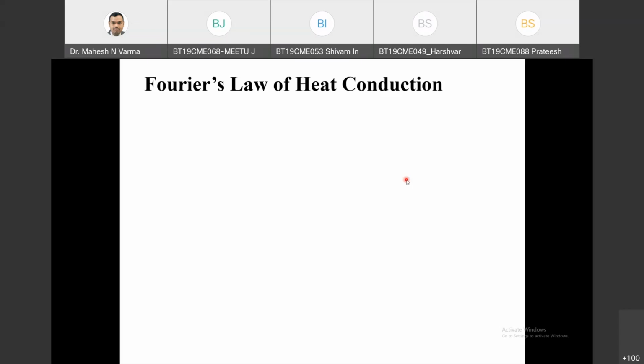This is the only difference. Otherwise, both laws are similar. To convince ourselves, this is the first time you are trying to correlate heat transfer with momentum transfer. So certainly it is not very easy to digest that Newton's law of viscosity is the same as the Fourier law of heat conduction.